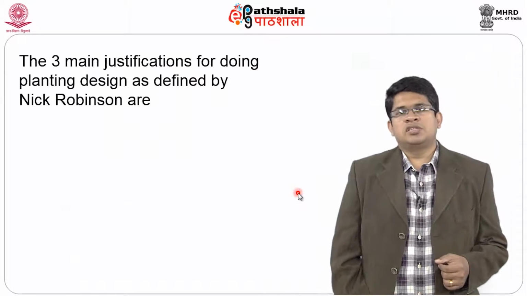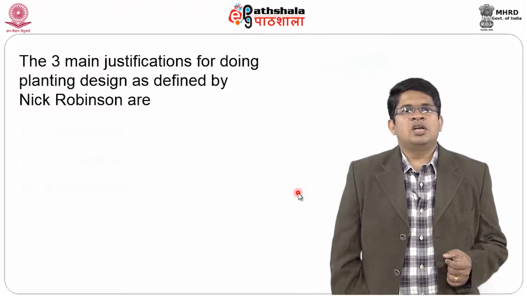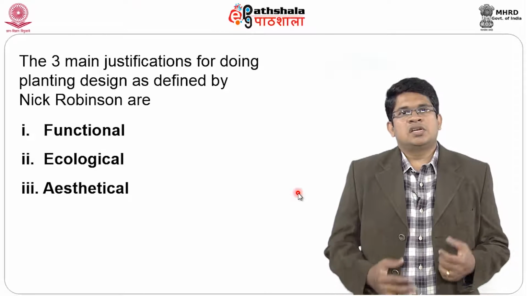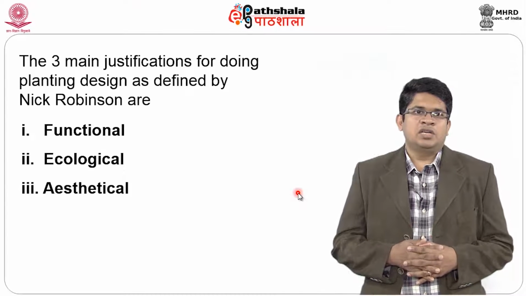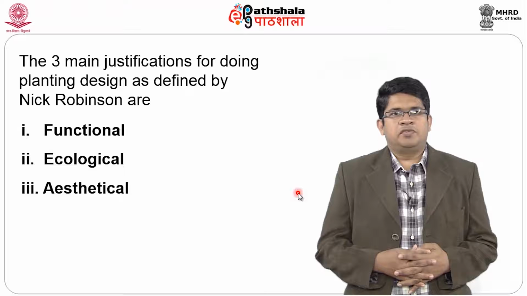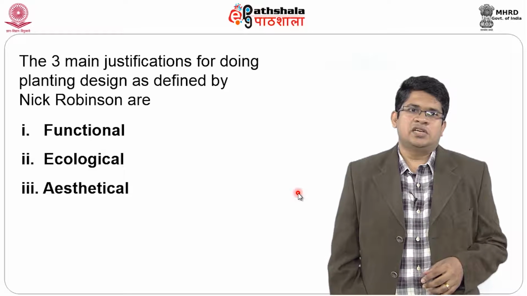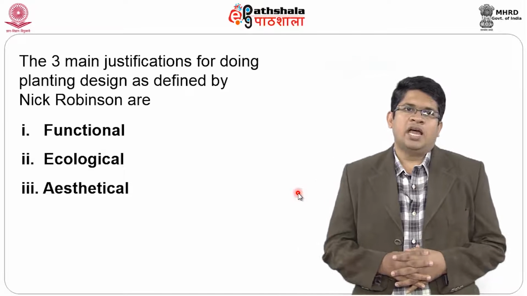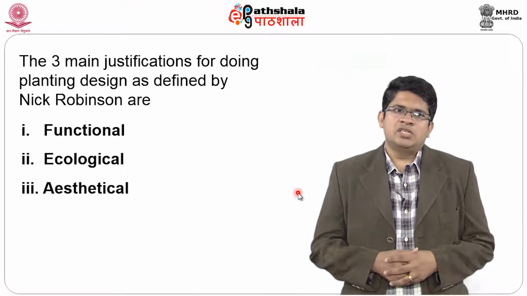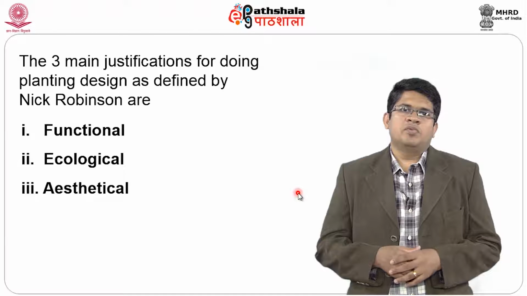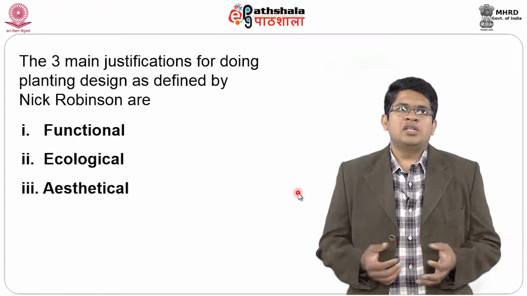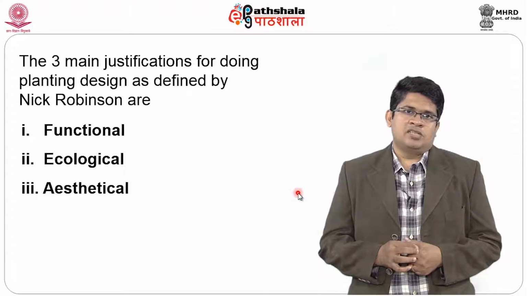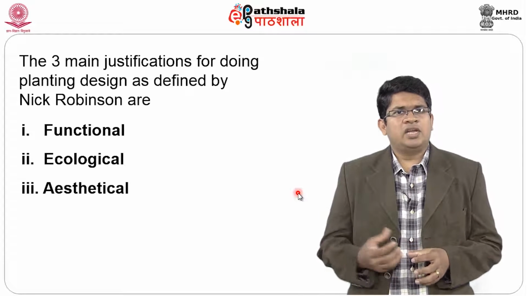According to Nick Robinson, there are 3 main justifications for doing planting design. One is the functional justification, the second is the ecological justification, and the third is the aesthetical justification. Everything that is put in the environment has a certain function to play, and so do plants, and it is important to understand that plants need to be put in places where they create a function.